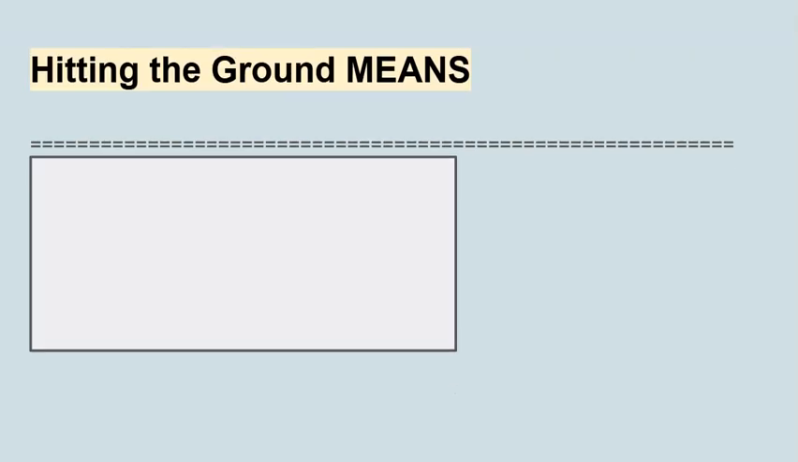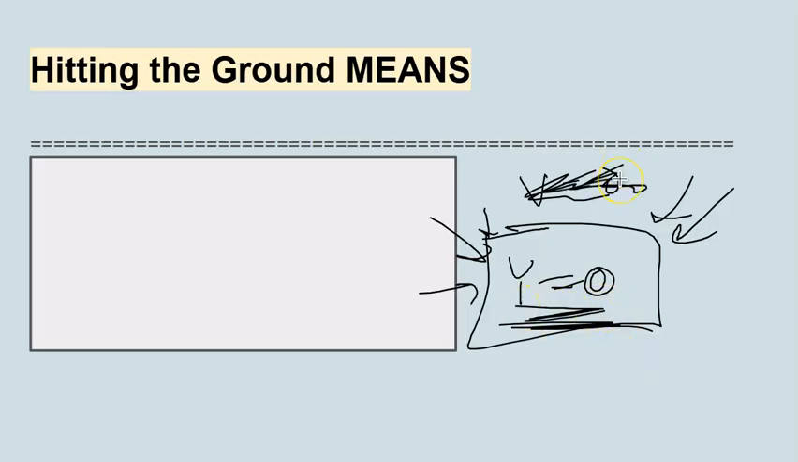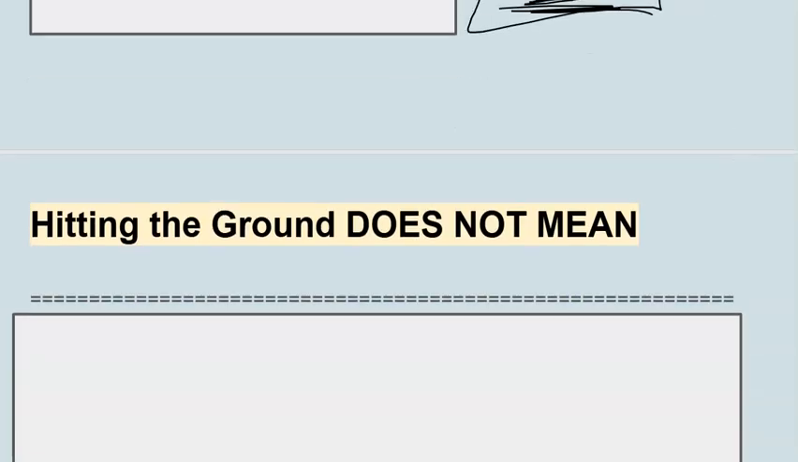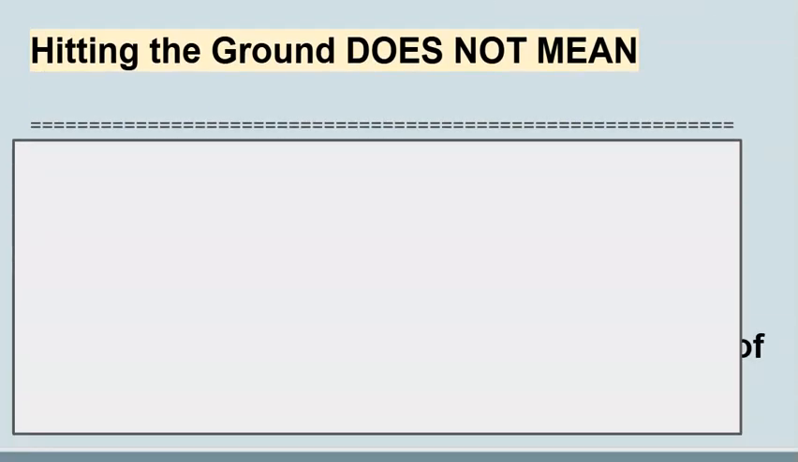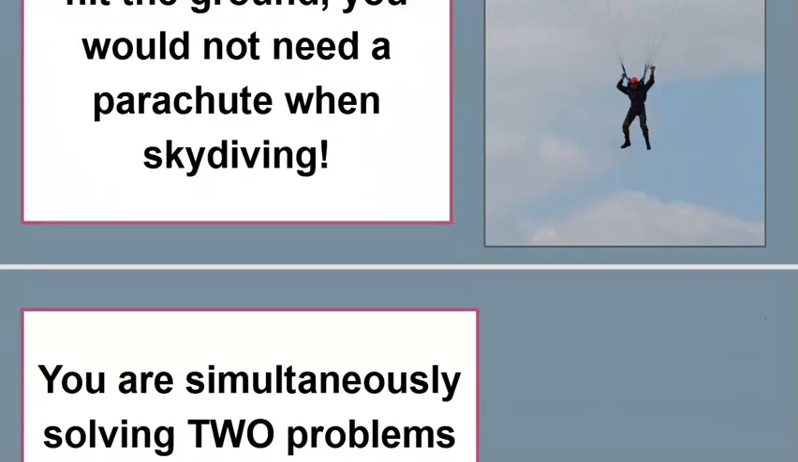We've done this in free fall. Hitting the ground does not mean V equals 0. It means your altitude is 0. If you're reviewing this before the AP and it's been a while, ground is no altitude, not no speed. Otherwise, we could all go skydiving and land without a parachute because we'd hit the ground with no speed. Hitting the ground does not mean no speed.